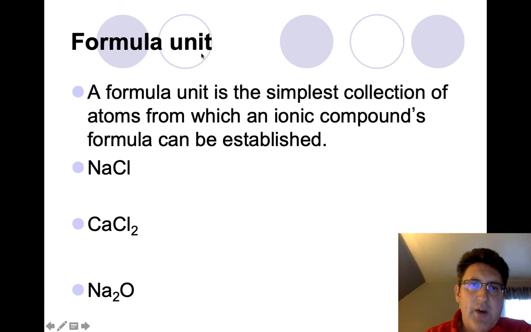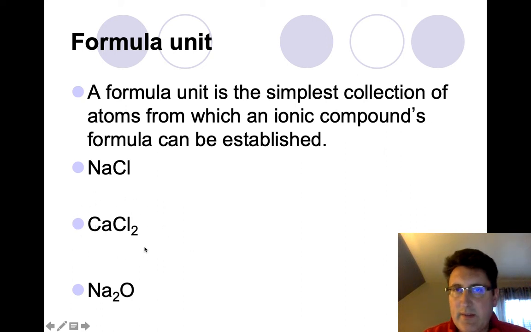The simplest unit that establishes that compound is what's called the formula unit. That's the simplest collection of atoms from which an ionic compound's formula can be established. A crystal of sodium chloride may have millions and millions of sodium ions and millions and millions of chloride ions. However, we just report the simplest ratio, which is 1 to 1. So here's NaCl. With calcium, you need 2 chlorines to establish that formula unit. And with sodium and oxygen, you need 2 sodiums and 1 oxygen.